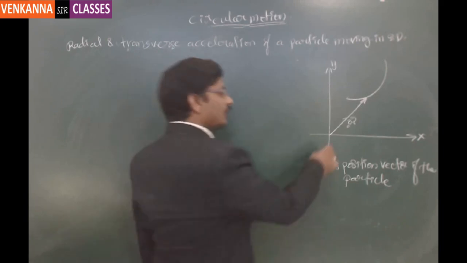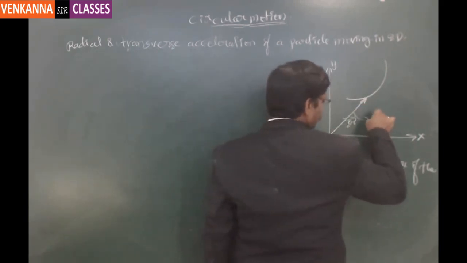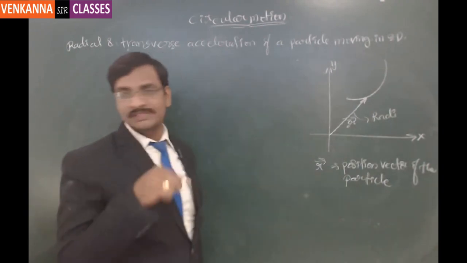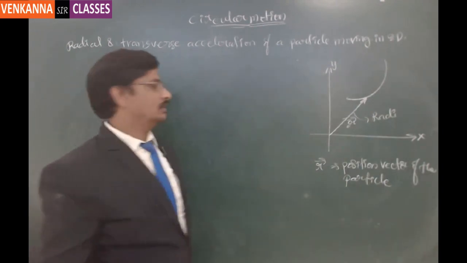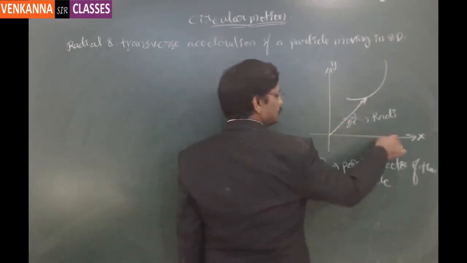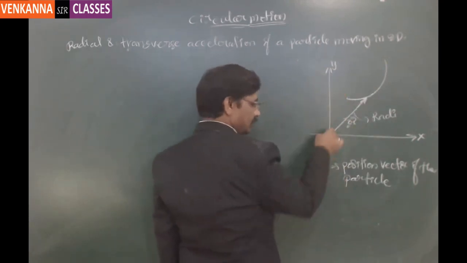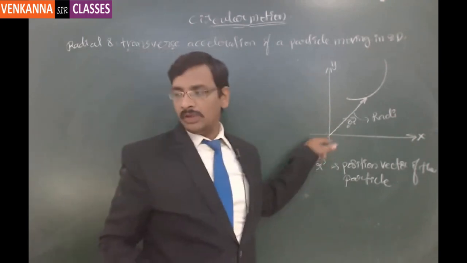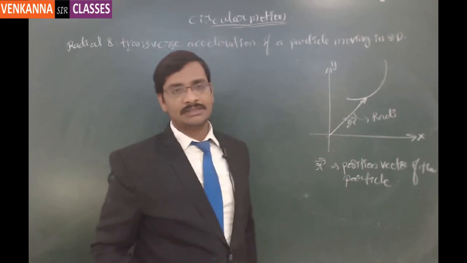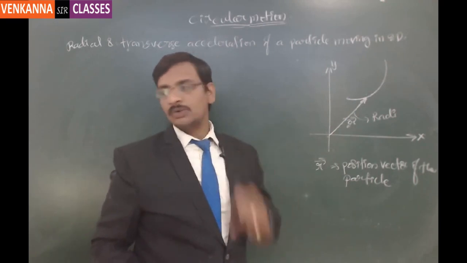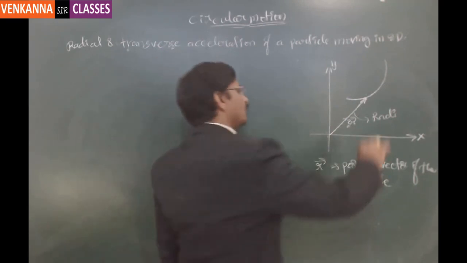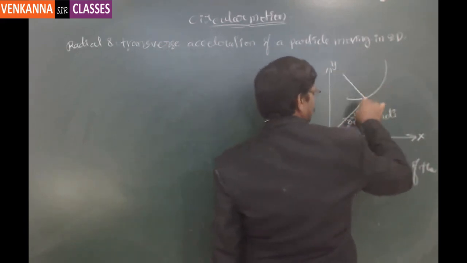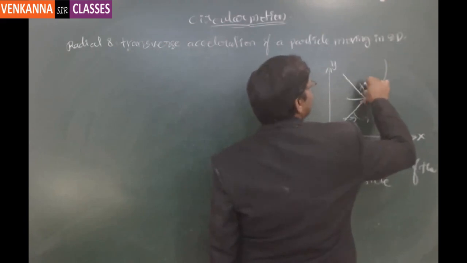And this is also called the radial direction, because any direction going away from the fixed point is always called the radial direction. That means this is a radial direction, this is a radial direction, and this is also a radial. Starting from this fixed point, going away in any direction is called the radial direction. And a direction which is perpendicular to the radial direction is called the transverse direction. So this is the transverse direction.